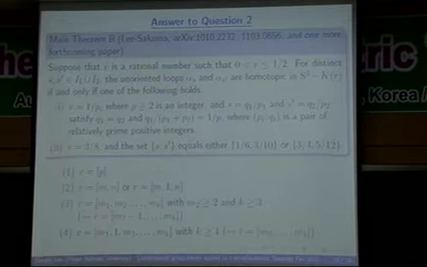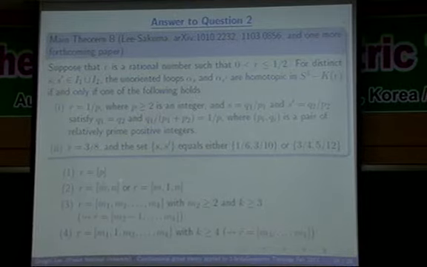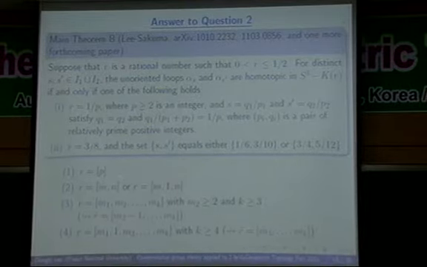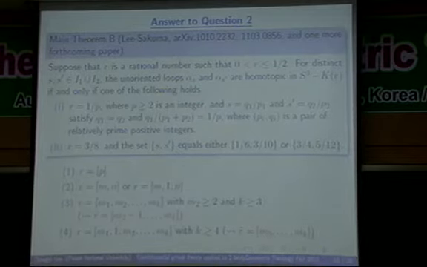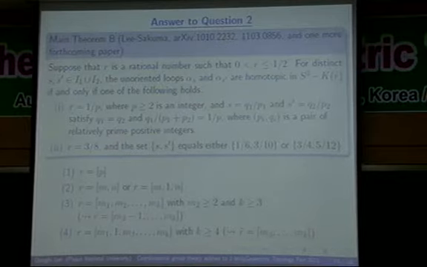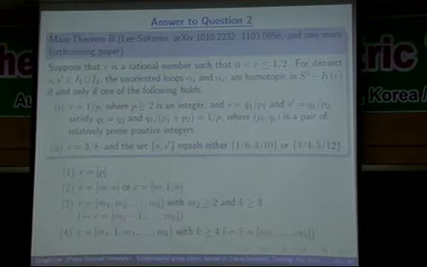The proof of this main theorem goes by induction basically on the length of the continued fraction expansion of R. In terms of the length of the continued fraction expansion of R, this is the simplest case, and this is the next simplest case, and these are general cases. And here we see that for this simplest case, we can have two homotopic essential simple arcs as long as they satisfy this.